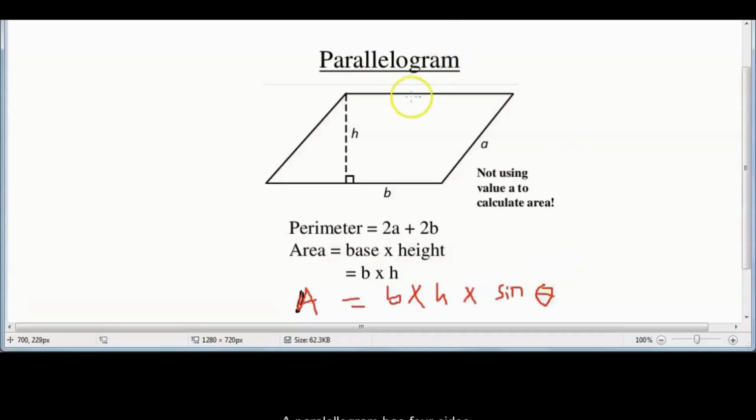The parallelogram has four sides: A, let's call this one A2, B and B. So if the perimeter is the sum of all the sides, it's going to be A plus A plus B plus B. A plus A is 2A plus 2B.